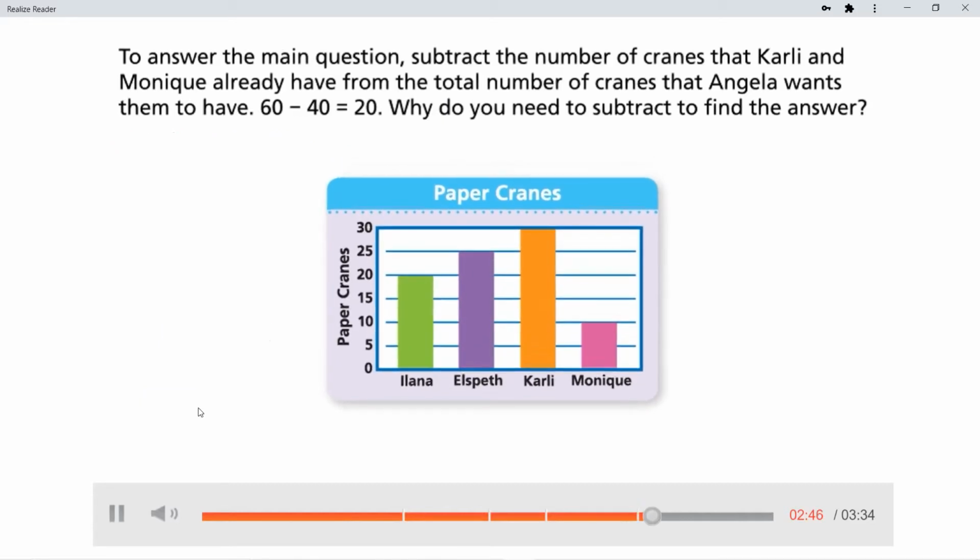To answer the main question, subtract the number of cranes that Carly and Monique already have from the total number of cranes that Angela wants them to have. 60 minus 40 equals 20. Why do you need to subtract to find the answer?